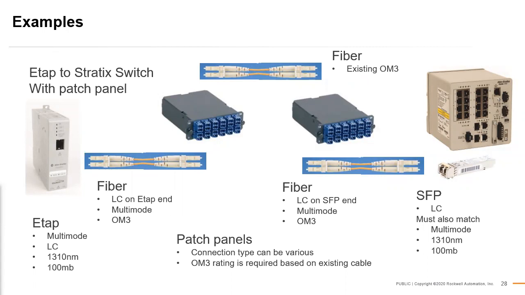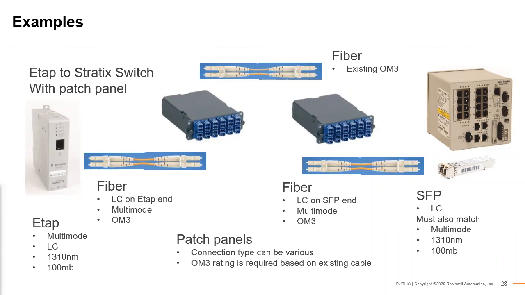And then when it comes to the actual patch panels, you can use pretty much whatever connection you want. So on my fibers, I'm showing I need an LC connection on the ETAP end, or the SFP end. On the other end, it could be an ST or whatever connection type you used for the patch panel. And the same thing for the backbone fiber. That's really some of the main stuff that we look at when you're selecting these.